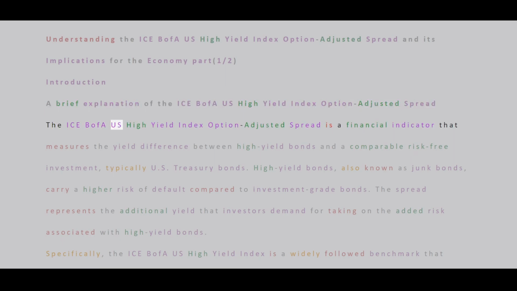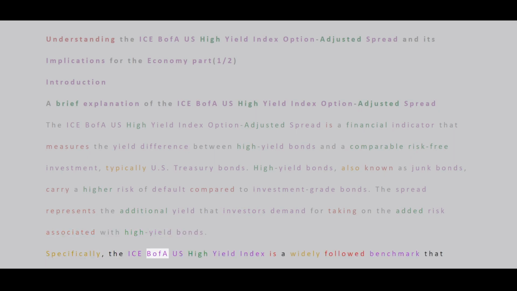The BofA US High Yield Index Option Adjusted Spread is a financial indicator that measures the yield difference between high-yield bonds and a comparable risk-free investment, typically U.S. Treasury bonds. High-yield bonds, also known as junk bonds, carry a higher risk of default compared to investment-grade bonds. The spread represents the additional yield that investors demand for taking on the added risk associated with high-yield bonds.